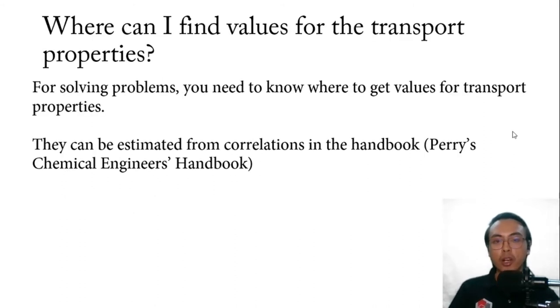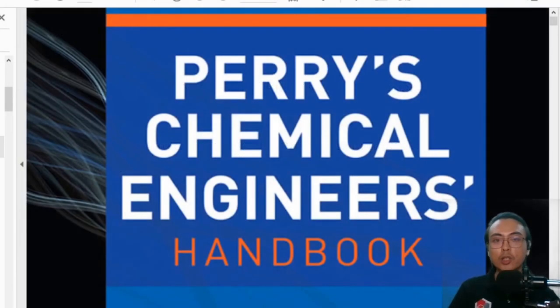Now that you are familiar with the transport properties, the question is, where can you find values for those transport properties? So for solving problems, we need to know where to get values for those transport properties. And we can get those from our handbook. That's Perry's Chemical Engineer's Handbook. You need to have a copy of this handbook because whenever we have exams, you will be required to look for the values of the transport properties involved in your calculations. Okay? I will be teaching you how to obtain the value of the properties from our handbook.